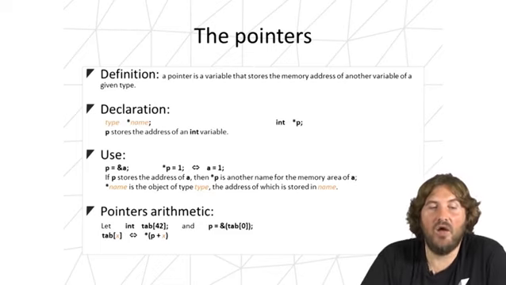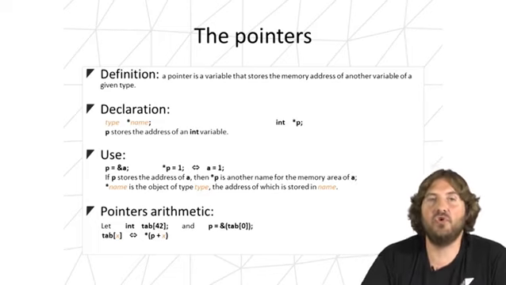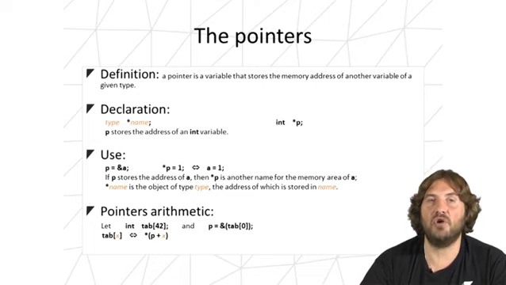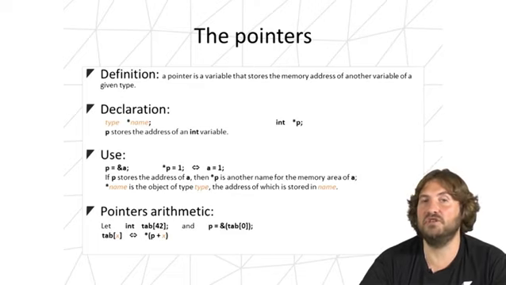So if p contains the address of a, star p is the same thing as a. It's the same memory area, the same address, and the same type. Basically, we can say that star name, so star the name of a variable of type pointer, is the object of type type, whose address is stored in name. That's very important. You must systematically refer to this definition. When I have a pointer called name of type type, star name is the object of type type stored at the address in name.